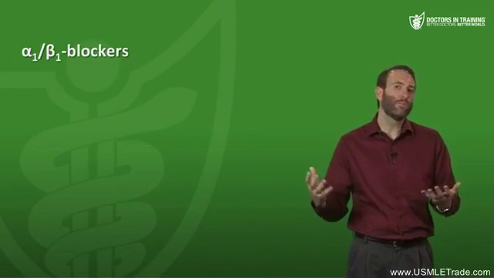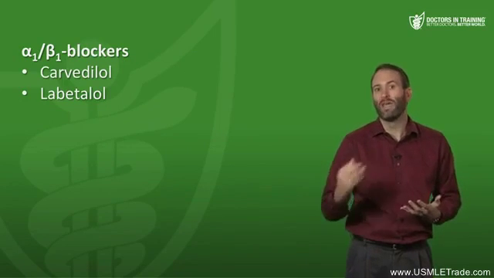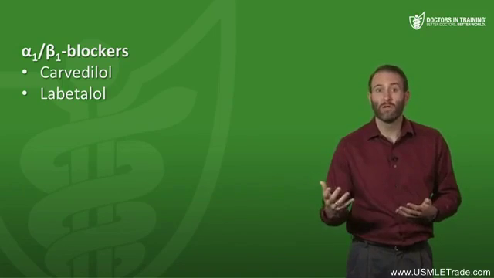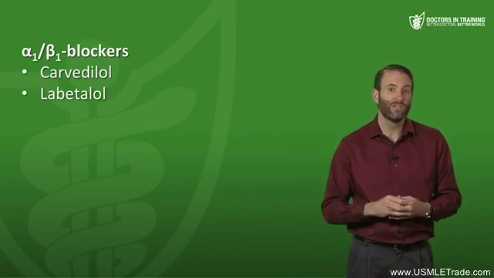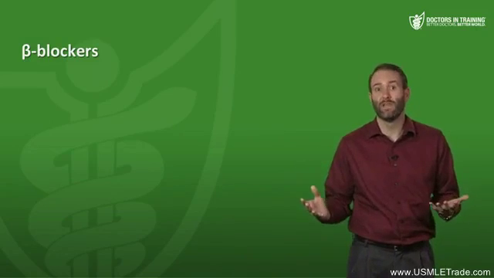And then finally, we have these hybrid drugs. These are the alpha-beta blockers, and they include things like carvedilol and labetalol. They block at alpha-1 and beta-1, so you get the regular beta blocker effect, but you also get some peripheral vasodilation as well. Now, beta blockers are used quite often to treat a lot of different things.